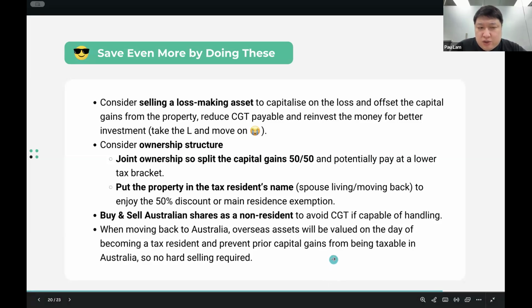So there shouldn't be a hard requirement for you to sell any of the overseas assets when you are thinking of coming back to Australia and becoming a resident. Again, we're going to be using the market value to see what sort of profit you make in the future. At the end, when you sell, that's when the capital gains will kick in.